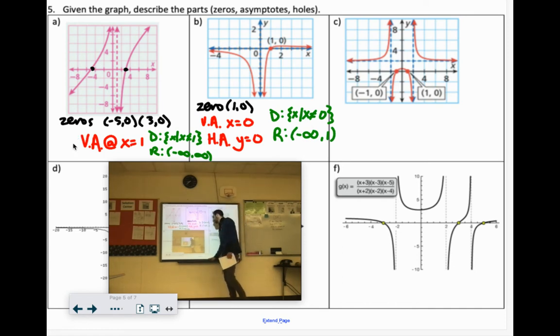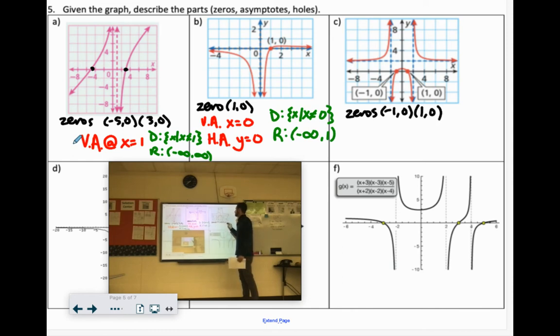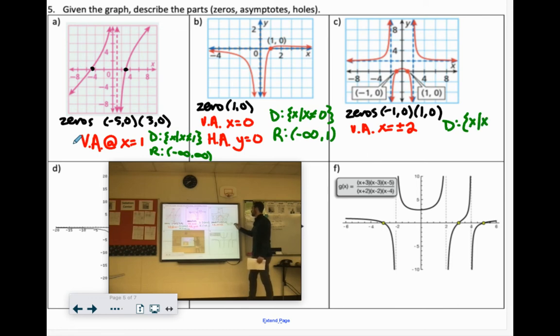All right, this one is very strange. Let's check those zeros. It crosses at negative 1, 0 and 1, 0. The asymptotes, there's a couple of them. There's one at negative 2 and positive 2. I think it's at plus or minus 2. Which then when we're thinking about our domain, that would be all real numbers except for plus or minus 2, which you could list separately. I just ran out of room there.